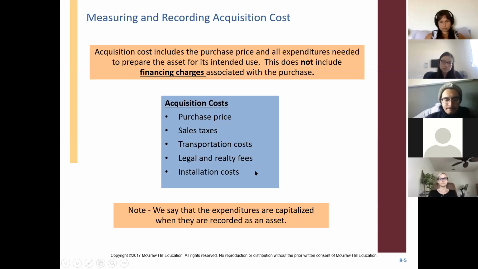Any legal fees, installation cost is important. You buy a big fixed asset and you have to knock a wall down in your factory, which I've seen done. You have to knock a wall down in your factory to bring it in. The cost of knocking that wall down and restoring it becomes part of the cost of the asset. And here's a word we've used a little bit, capitalized. When we say something's capitalized, we mean we consider it an asset. It's an expenditure of cash that is ultimately an asset. You capitalize it.